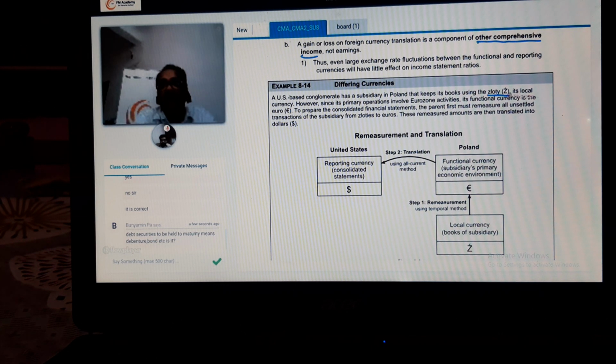These remeasured amounts are then translated. Look at the wording: remeasure and translated. They are not saying translate this from zloty to euro. No. Technically, the word is different.